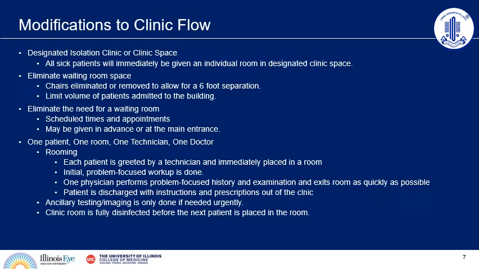The other thing you want to do is to eliminate waiting room space. So chairs should be eliminated or removed so that chairs can be separated by at least 6 feet. There should be a limit of the volume of the number of patients being admitted to the building so that those waiting room spaces are not overwhelmed.